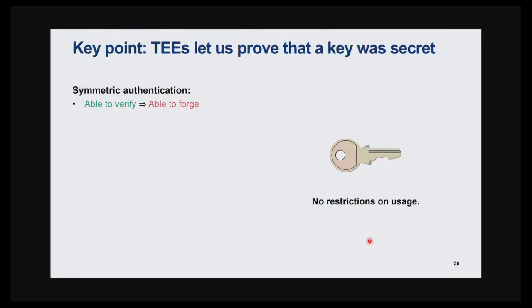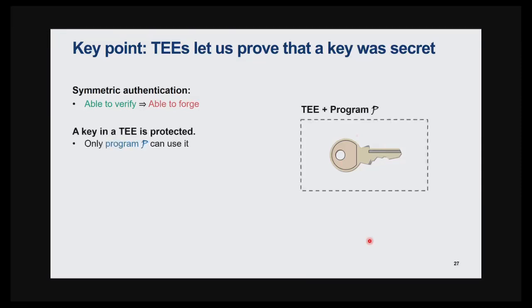So the trick here is that a TEE lets you show how a piece of data, in this case a key, was used. The traditional view is that symmetric authentication means that anyone who is able to verify an authentication tag, or who can verify that a message is legitimate, has the ability to forge additional messages. But if you use a TEE to do your verification, then only this program P that's running in the TEE is able to use that key.